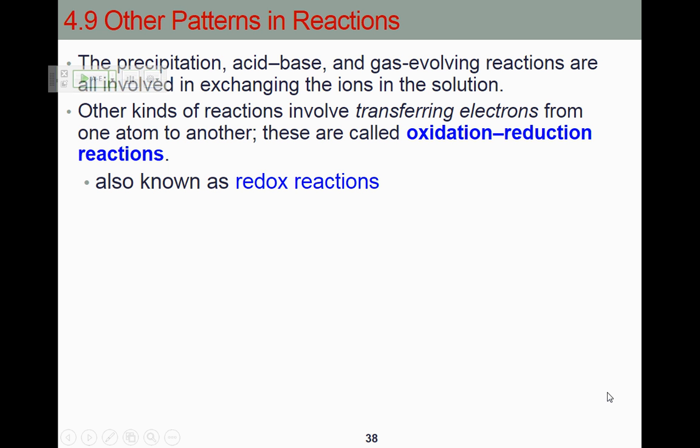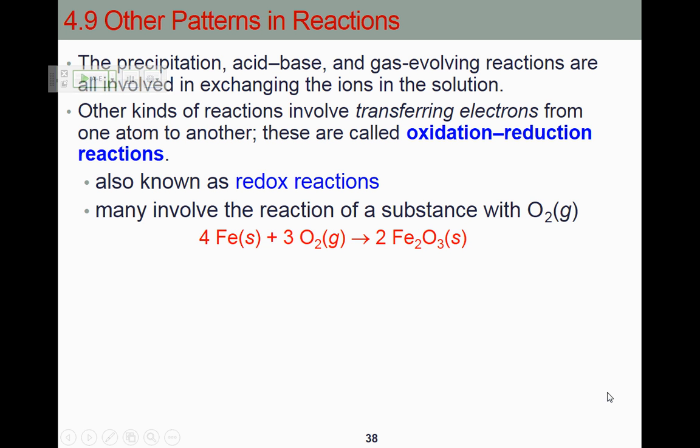So we need a net change in oxidation state for us to really call it an oxidation-reduction reaction. For example, if we take iron solid, our elemental iron metal, and react it with O2, we're going to form an ionic compound, Fe2O3. That involves our metal giving up its electrons to oxygen, so that is a transfer of electrons.